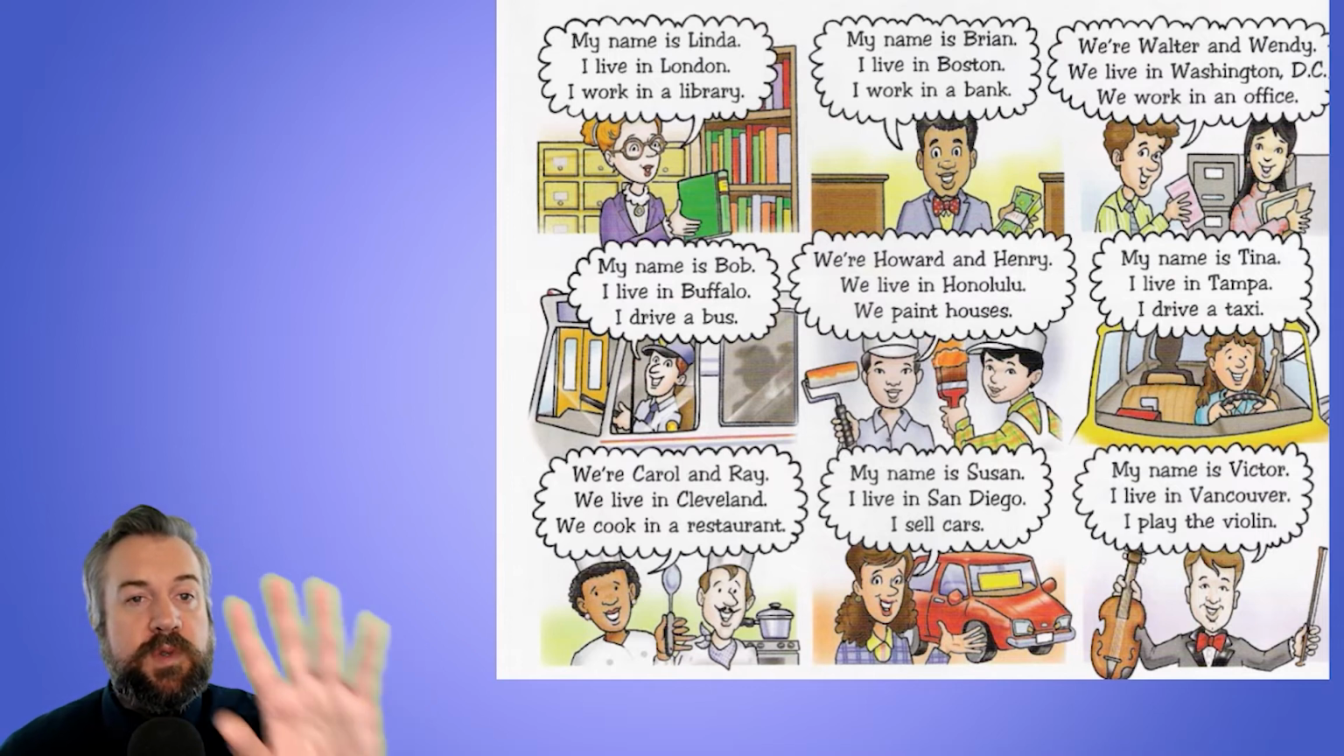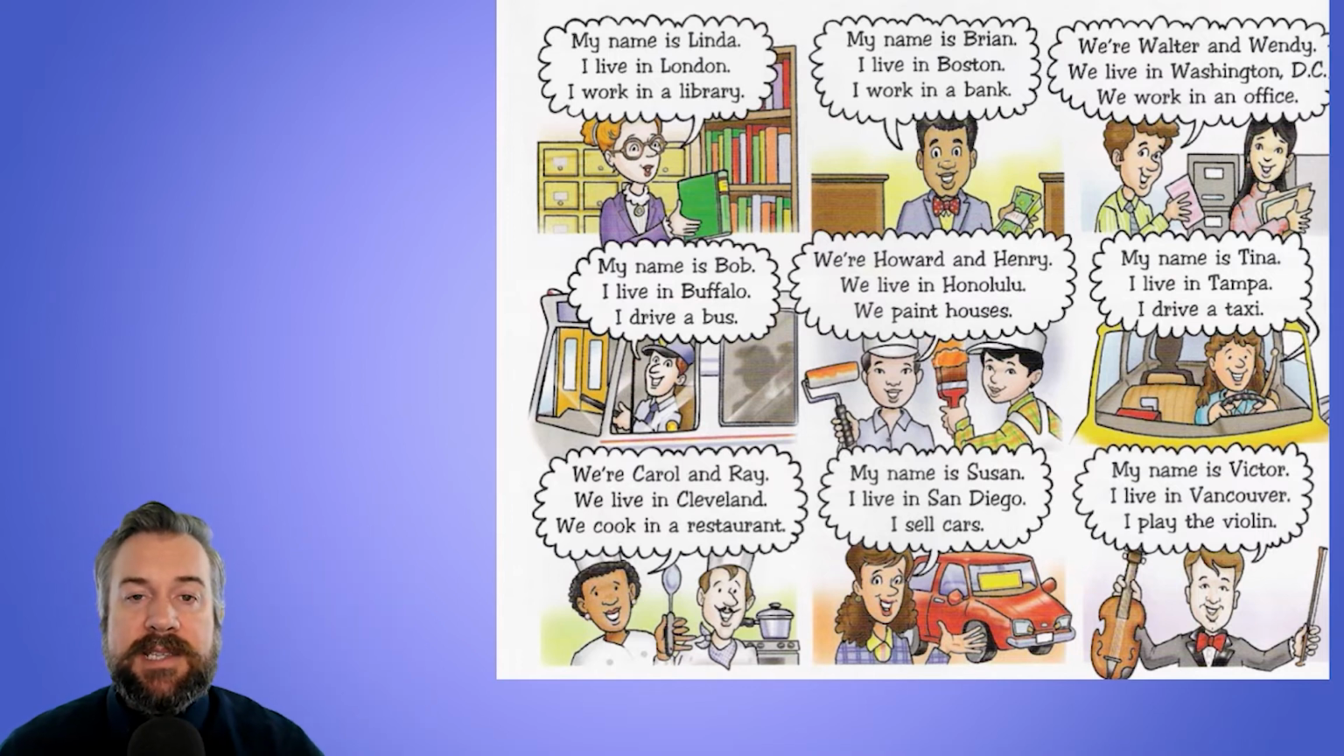So you could choose any of these people to ask questions about. For example, where do Howard and Henry live? That's right, they live in Honolulu. What do they do? They paint houses.